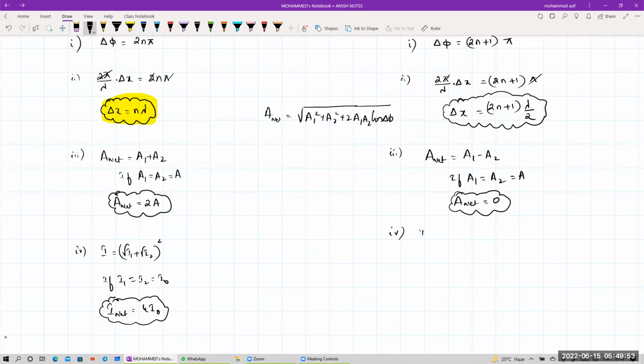In the same way, intensity I net will be equal to (root of I1 minus root of I2) whole square. Isn't it? Even in this condition, if I1 is equal to I2 is equal to I naught, then net intensity at the center of the screen will be equal to 0. Got it? So this is called your minima and this one is called your maximum. Baat clear hai?